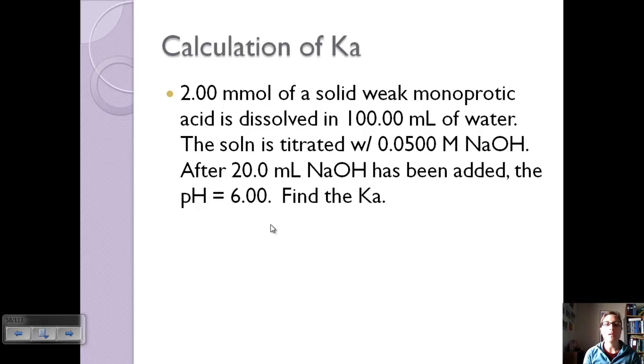So we have 2 millimoles of a solid weak monoprotic acid, and we're dissolving it in 100 milliliters of water, and then we're titrating it with 0.05 molar NaOH, and after 20 milliliters of NaOH, the pH is 6, and so we want to find the Ka.